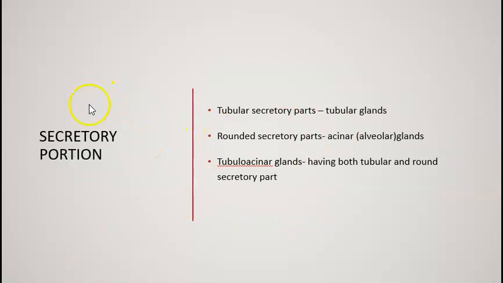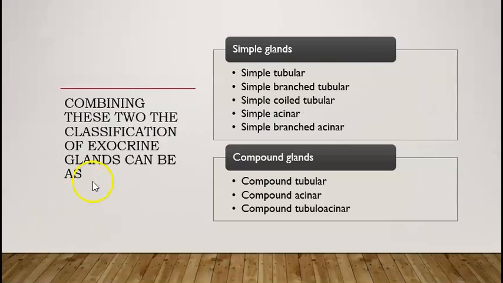Based on the shape of the secretory portion of the gland, it can be either tubular or rounded, or it can have both of those. If it is tubular, it is called a tubular gland. If it is rounded, it is called an acinar or alveolar gland. And if it has both, it is called a tubulo-acinar gland. So the final classification is like this.